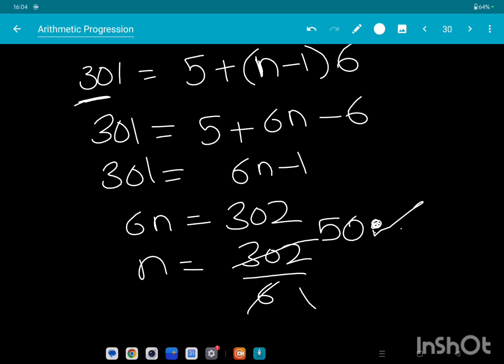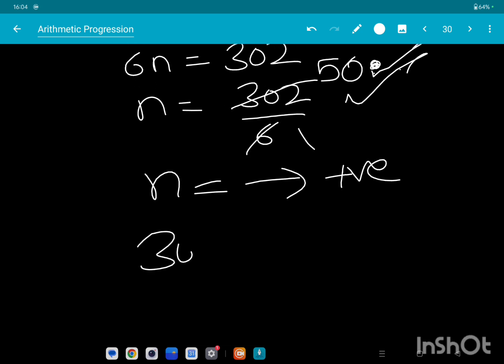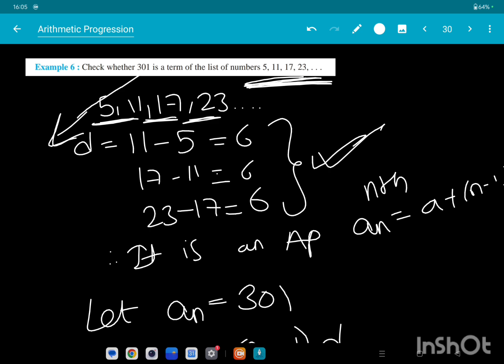Here we are getting a fraction, but we want n as a positive whole number. So here we did not get any positive whole number. So that is the reason 301 is not a term in the AP. So this 301 is not in this list. This is the way we find out this type of question. So simple, we need to use the nth term formula, which is an equals a plus n minus 1 into d.